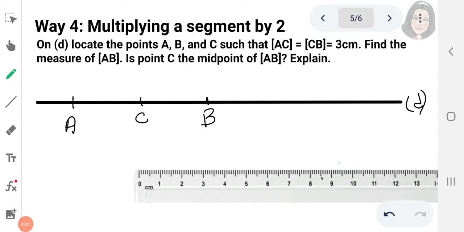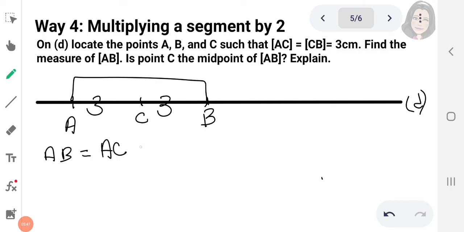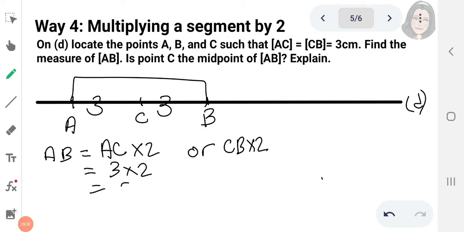So what information do I have over here? I know that AC measures 3 centimeters and that CB measures 3 centimeters. I am asked to find out the big segment AB. Since they are equal, to find out AB, I can say that it is AC multiplied by 2. Or I can even say that it is CB multiplied by 2 because they are equal. That is 3 multiplied by 2, which is a 6, and that is also 3 multiplied by 2, which is going to be equal to 6. Or I can say that the segment AB is the segment AC plus the segment CB.